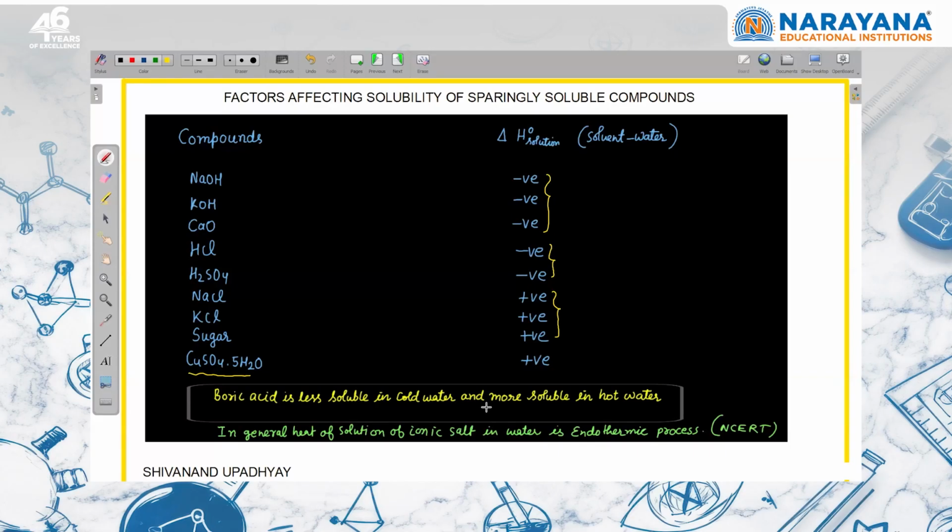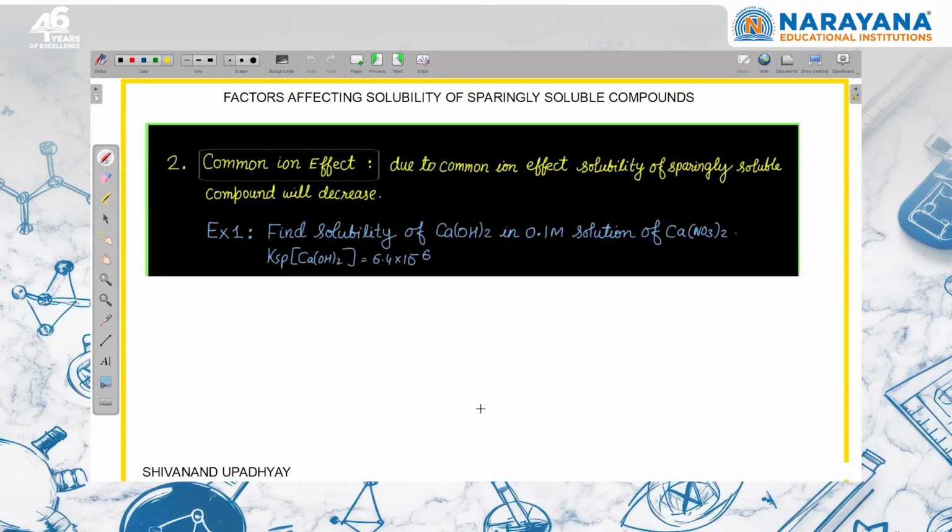So in order to answer whether the reaction will go forward or backward, you should know whether the reaction is endo or exo. The second factor is common ion effect. So due to common ion effect, the solubility of a sparingly soluble compound is going to decrease. This is a very simple point, right? I do not want to waste much time on this.